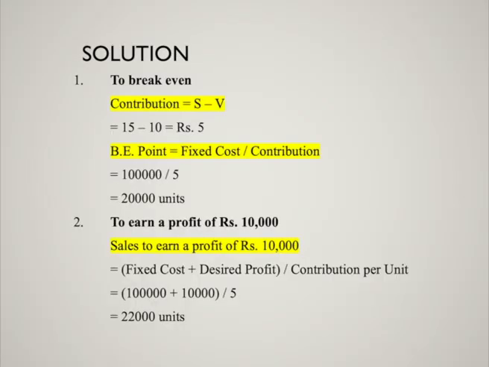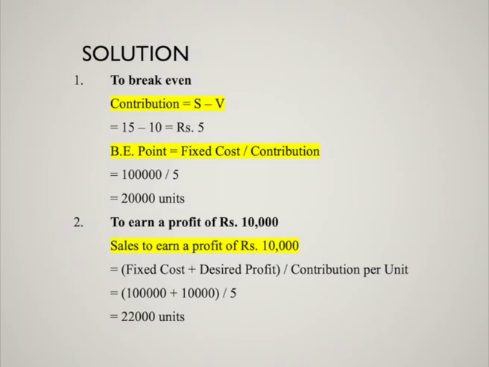Here I will show that contribution is equal to selling price minus variable cost, 15 rupees minus 10 rupees, that is 5 rupees. To calculate the break even point, it is fixed cost divided by contribution per unit. In this case they have given per unit values, so we can calculate the number of units at the break even point. 1 lakh divided by 5 rupees contribution per unit is 20,000 units we need to sell. When you sell 20,000 units, you will cover the break even point.